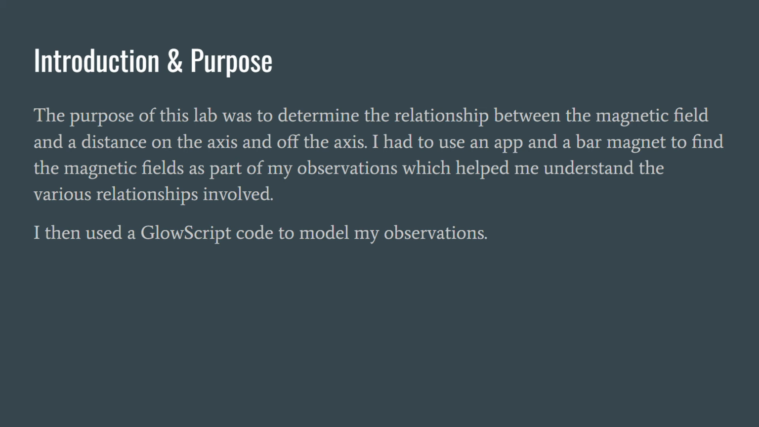So the purpose of this lab was to determine the relationship between the magnetic field and the distance on the axis and off the axis. I had to use an app and a bar magnet to find the magnetic fields as part of my observations, which helped me understand the various relationships involved. I then used the starter code and uploaded it to GlowScript to edit the GlowScript code and model my observations.